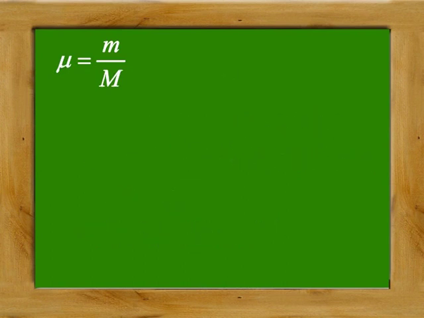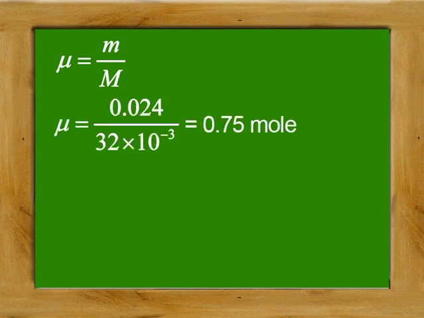Hence, the number of moles of the gas, mu, is equal to small m upon capital M, or mu is equal to 0.024 upon 32 into 10 raised to the power minus 3, which is equal to 0.75 mole.